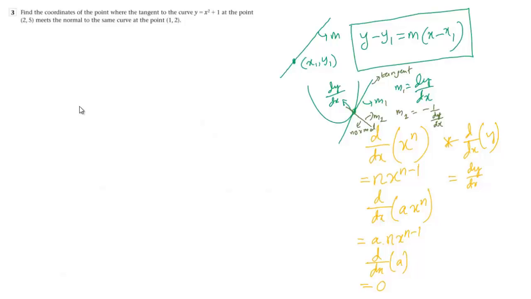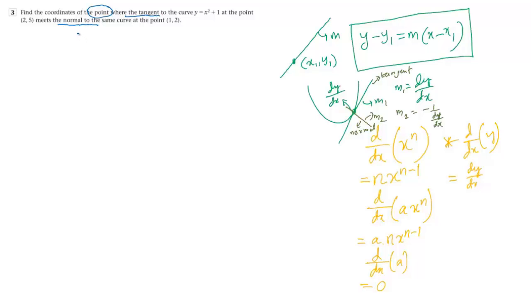Now let's do a more difficult problem. Here we have to find a combination of what we have just seen. We have to find the equation of the tangent and the equation of the normal. So we have to find two equations and then find the point of intersection of these two lines. That is the idea.